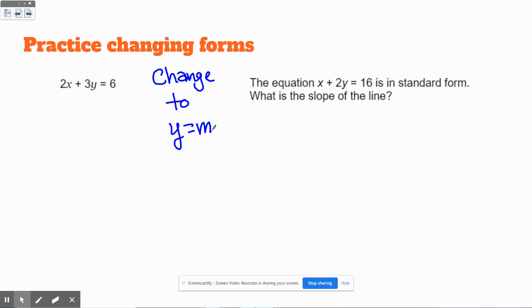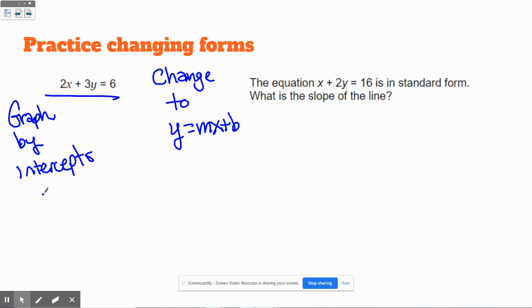Although in this particular example, that's not actually the best way to graph it because 2, 3, and 6 are all related, so you could actually graph this one by the intercepts, we call it. And graphing by intercepts is one thing that standard form is decent for. What that does is you plug in 0 for x, and it's really easy to see that 3y would equal 6 and that y would be 2. So (0, 2) is a point on this line.